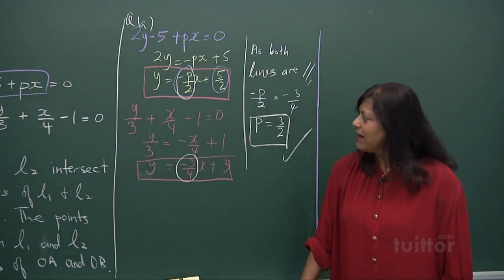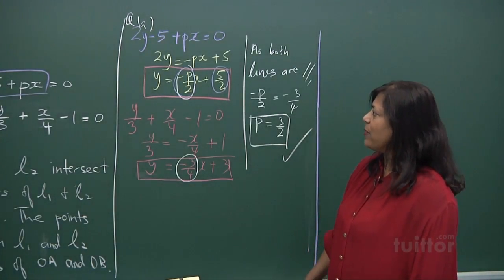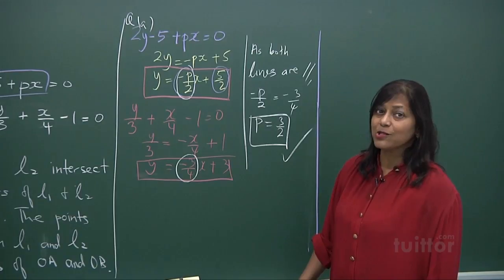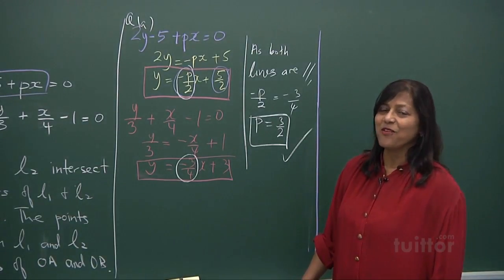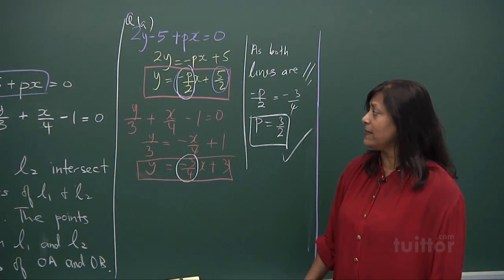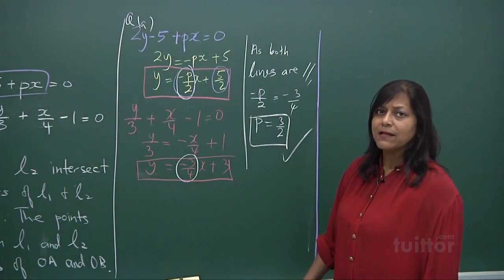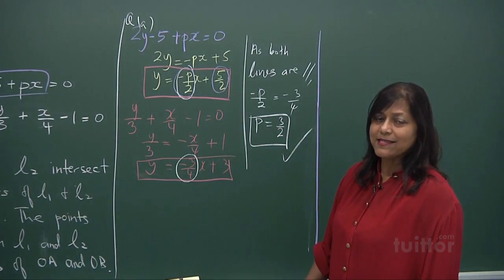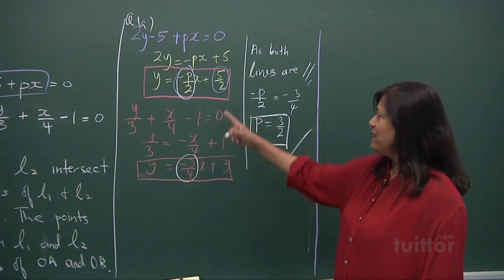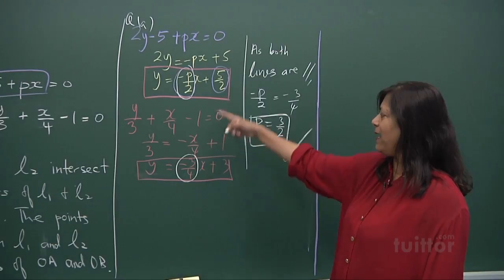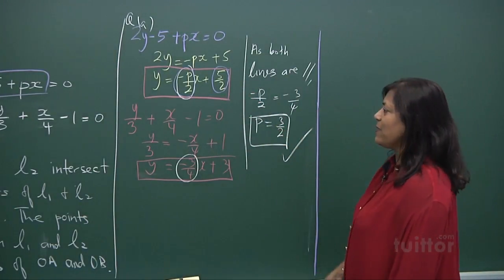Good. Alright, so when you solve an equation, we're not solving it as such. We are actually finding the gradient in this case. They say that they are parallel, means the vital point is that they share the same gradient. So make it that way. Now the gradients are equal.